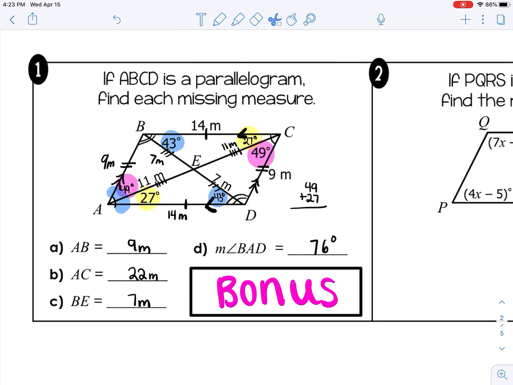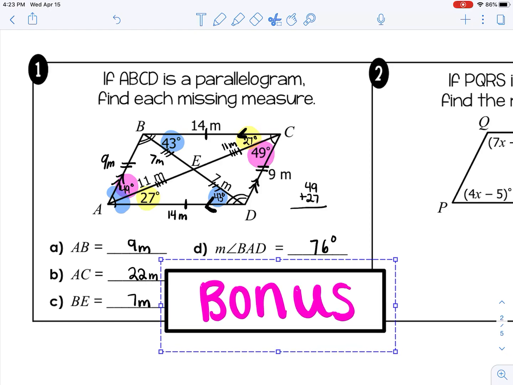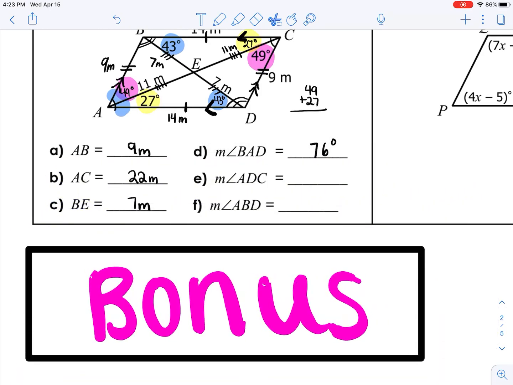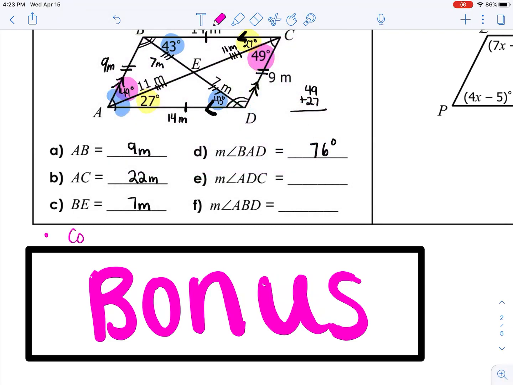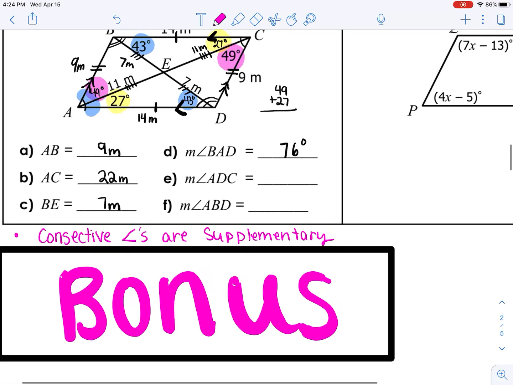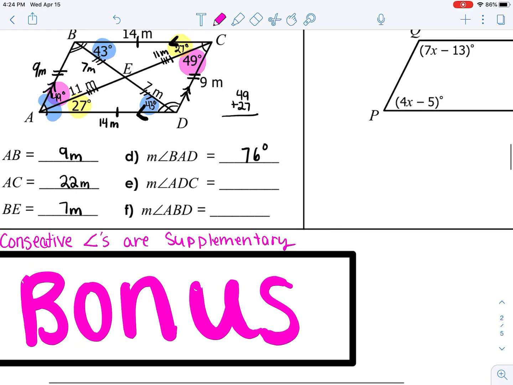Now, I have a couple bonus problems for you. I want you to find the measure of angle ADC and angle ABD. In order to do that, you will need to remember that the consecutive angles are supplementary. Now, we're going to use this property in the next problem, that the consecutive angles are supplementary.